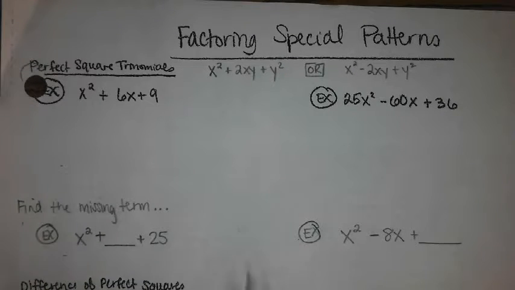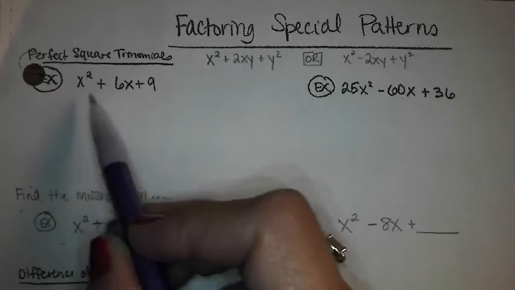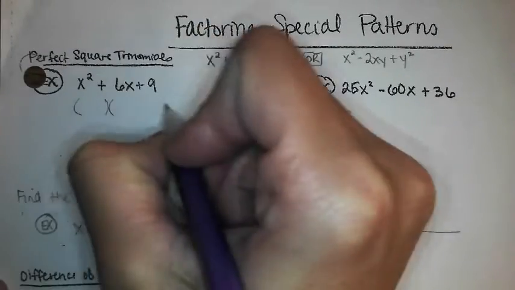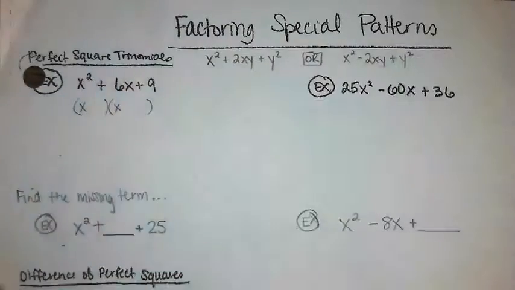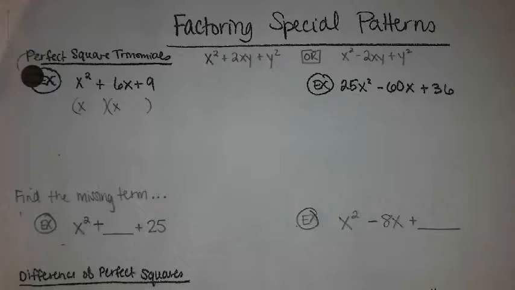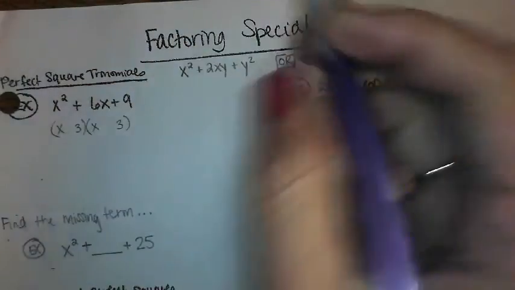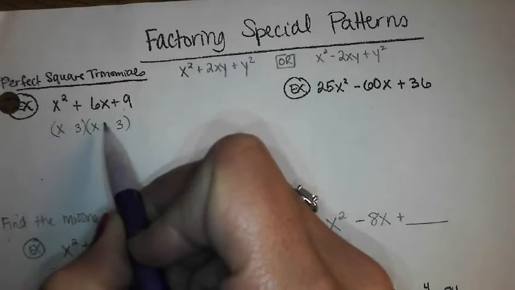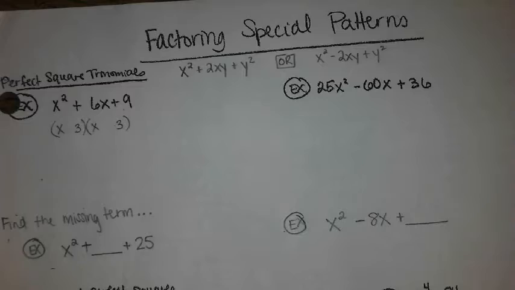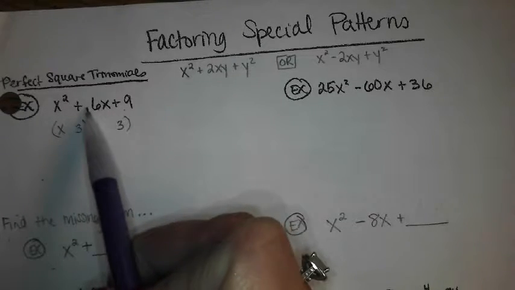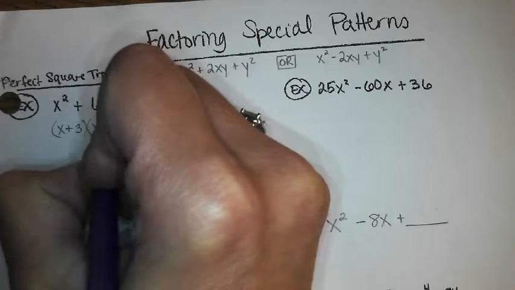So if we were to do this the guess and check way, because it's not overly difficult, the only thing that gives us x squared is x and x. For 9, we could use 1 and 9 or 3 and 3. Based on the fact that the middle term is 6, what does your gut tell you? 1 and 9 or 3 and 3? 3 and 3. And because it's a positive 9, it either has to be plus 3 plus 3 or minus 3 minus 3. Look at your middle sign. It's a plus, which means it's a plus plus.